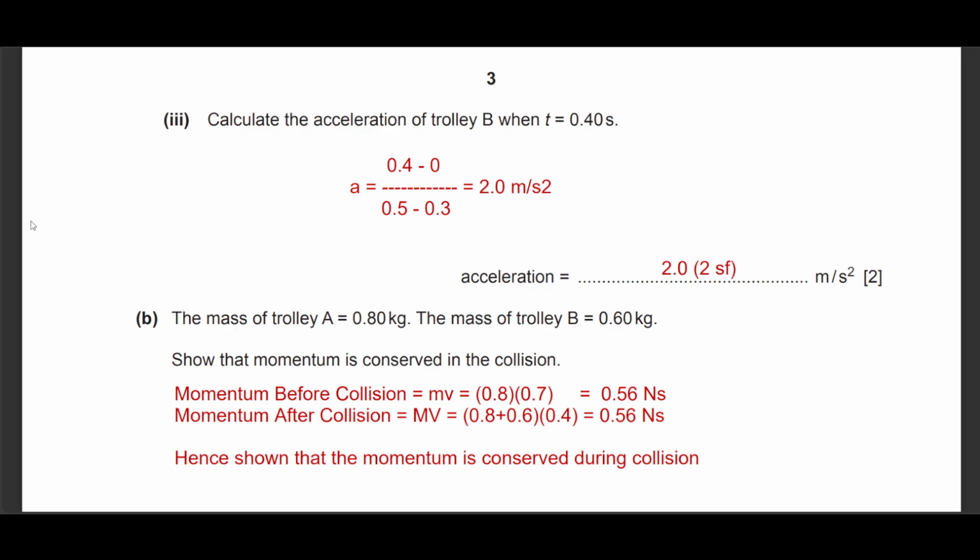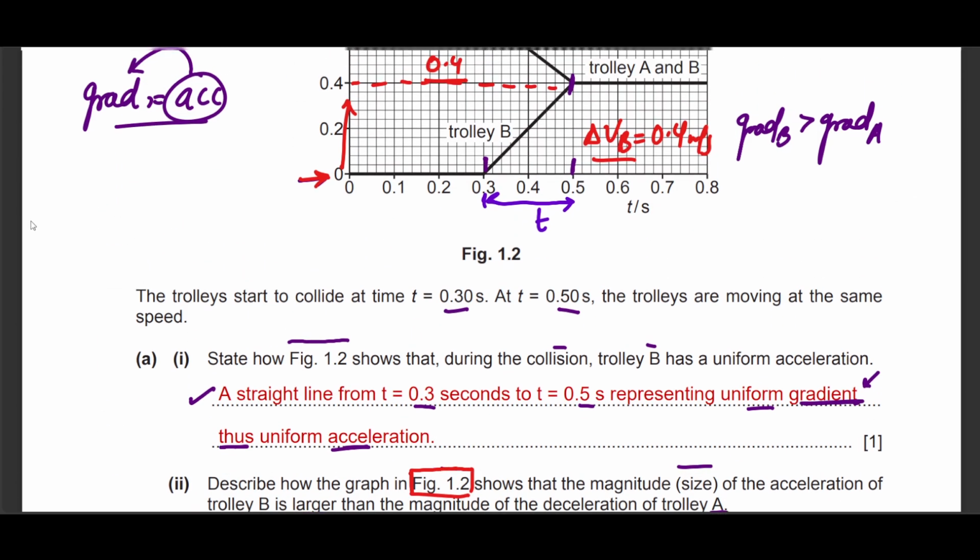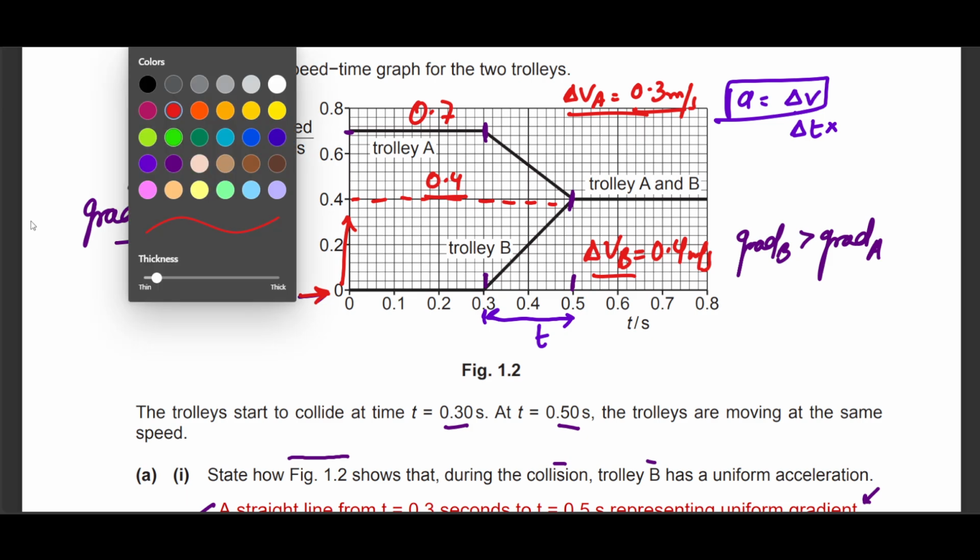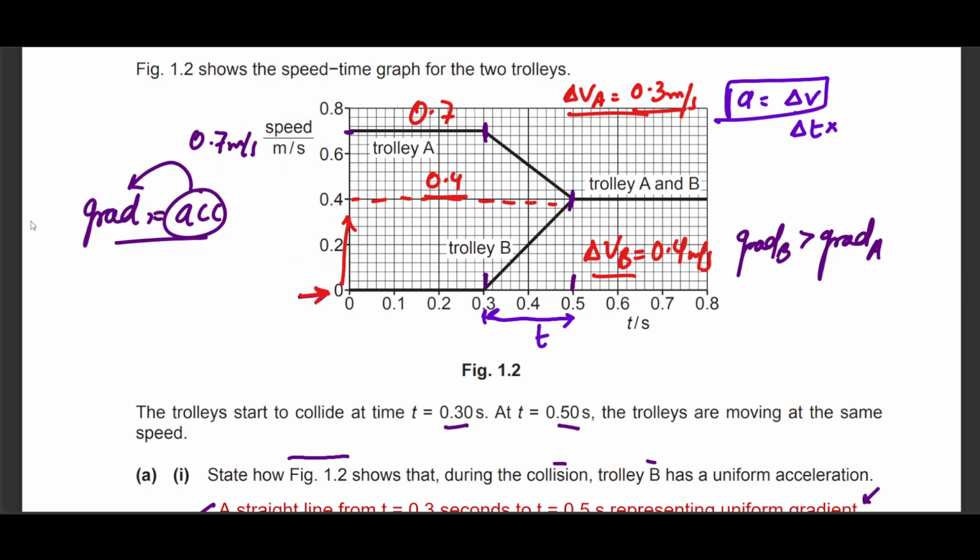In part 3, he says calculate the acceleration of trolley B when t equals 0.4. Now, this is a common question. When we come to this graph and locate where point 0.4 is, time 0.4 is at this location, which falls within the category where constant acceleration is taking place. So what we can do is choose coordinates.